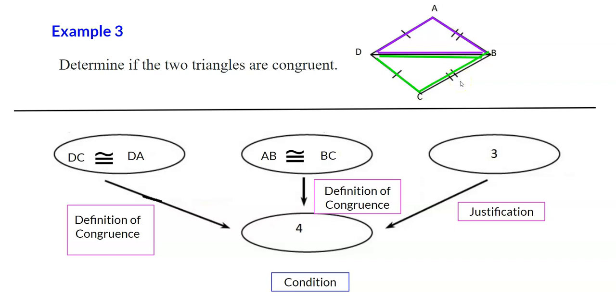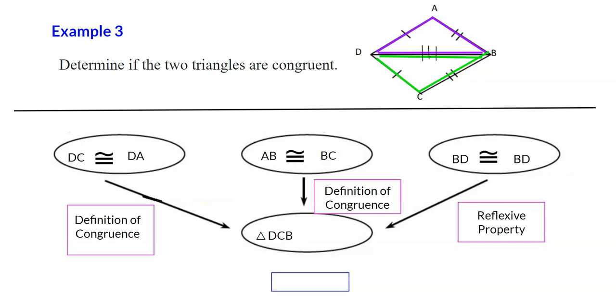Our third one, because we need a third one to help us figure out which of the four conditions it is, is that BD is congruent to BD, because these two lines share each other, and so that's the reflexive property. Now I have my three statements and three justifications, so we can go forward and say that triangle DCB is congruent to triangle DAB, and the condition is side, side, side. As you can see, all of these sides are congruent.